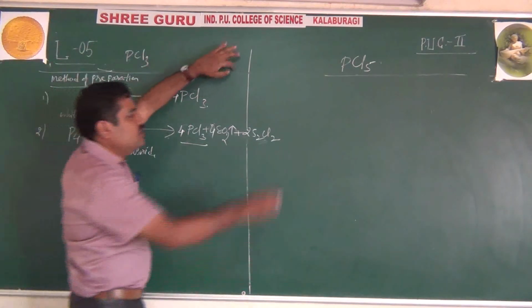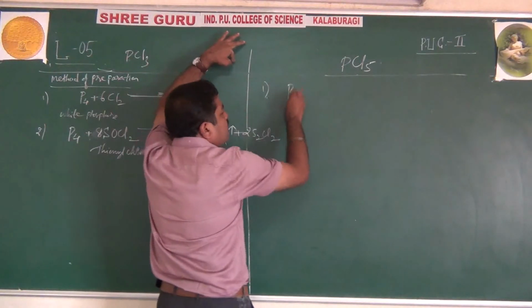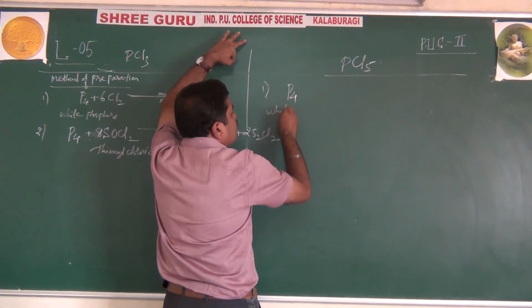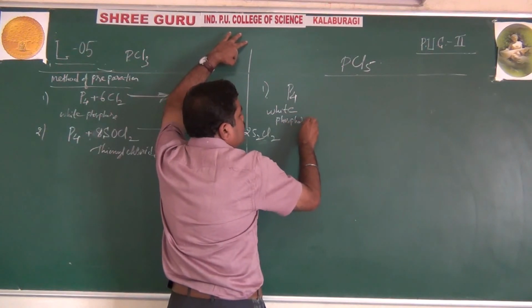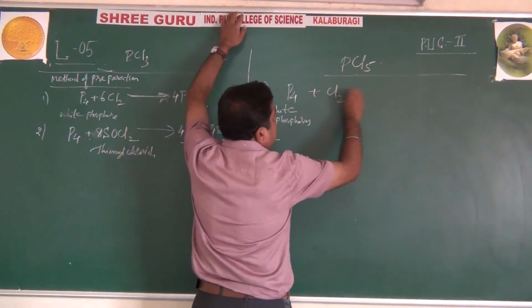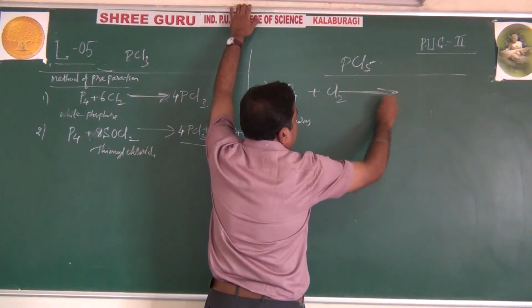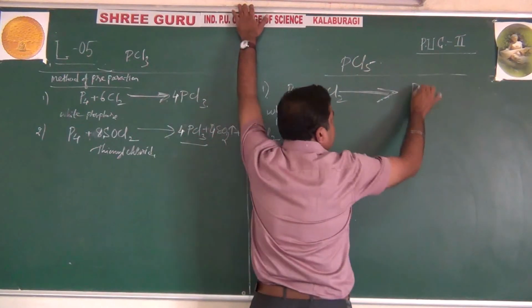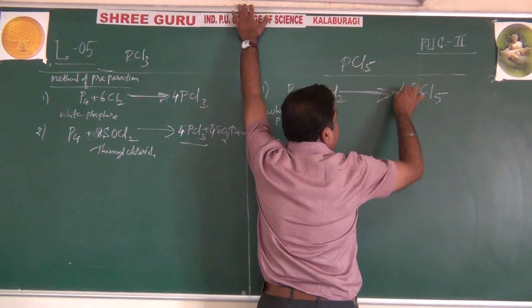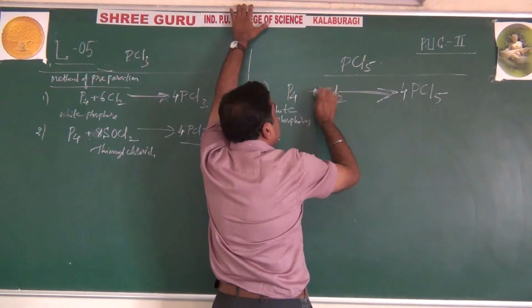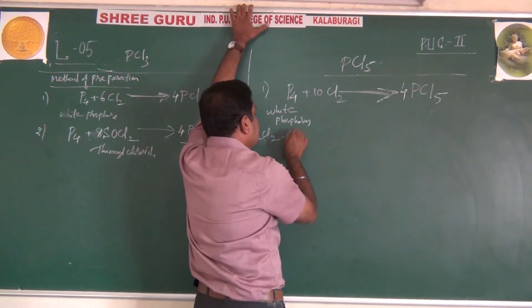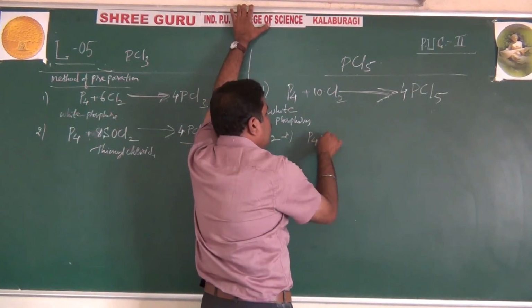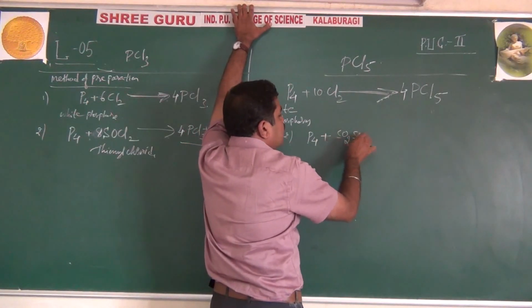The same case here. First one, white phosphorus, the same white phosphorus when passed over dry chlorine gas. Even here you can get it, but the thing is, you get PCl5, phosphorus pentachloride, 4PCl5. So again Cl2. This is one. Second case, they will use P4 plus sulfuryl chloride, SO2Cl2.